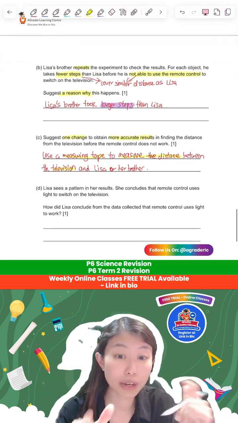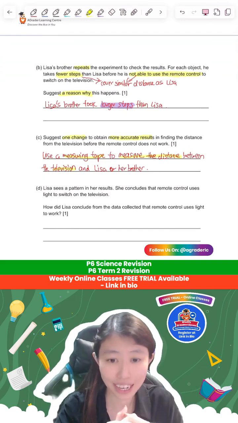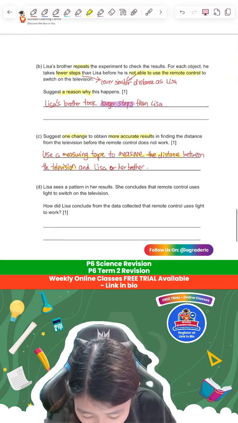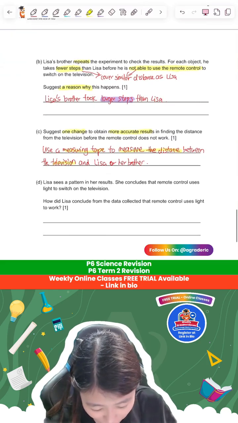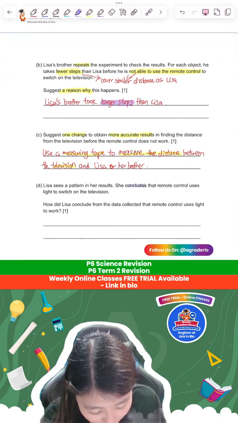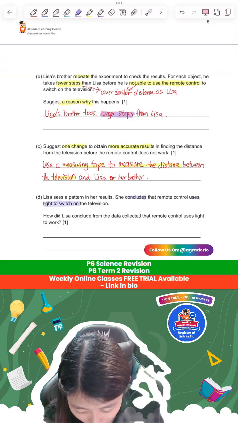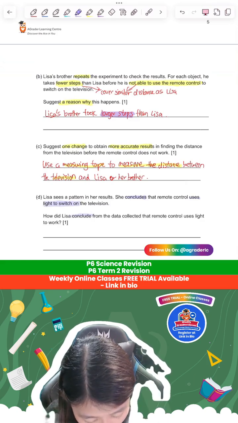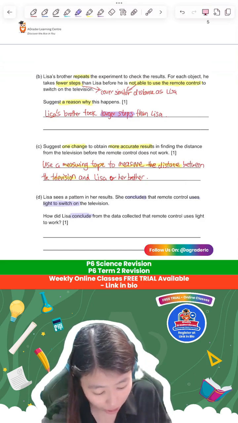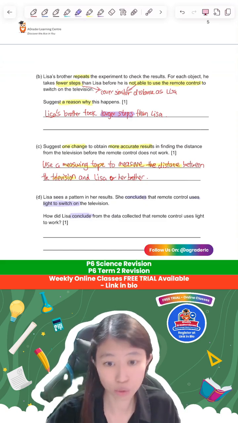So just remember, if you change any equipment, it's considered a change in an experiment also. Okay, Ken? So let's look at D, everybody. Lisa sees a pattern in her results and she concludes that the remote control uses light to switch on the television. How did Lisa conclude from the data collected that the remote control requires light to work?